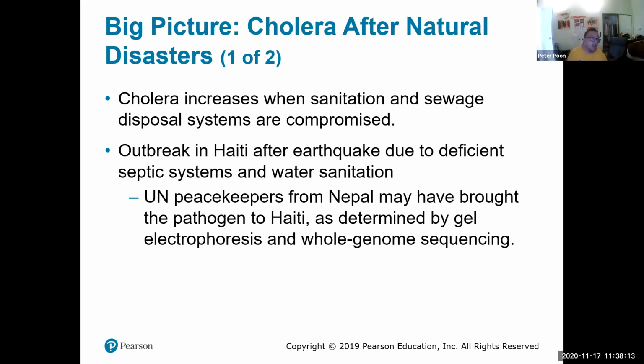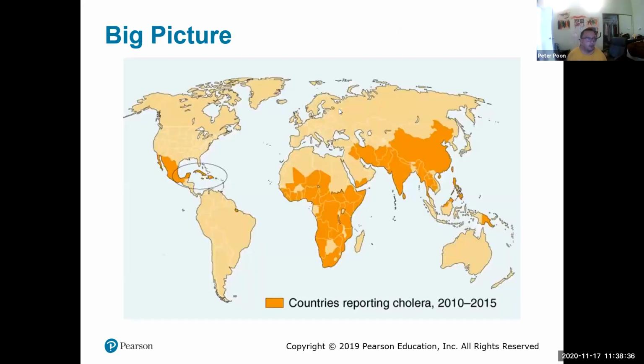Obviously, cholera is spread through feces. It is highly correlated to sanitation and sewage. So high levels of sewage, more cholera. So countries reporting cholera, again, are the poor countries of the world, the hotter places in the world as well.